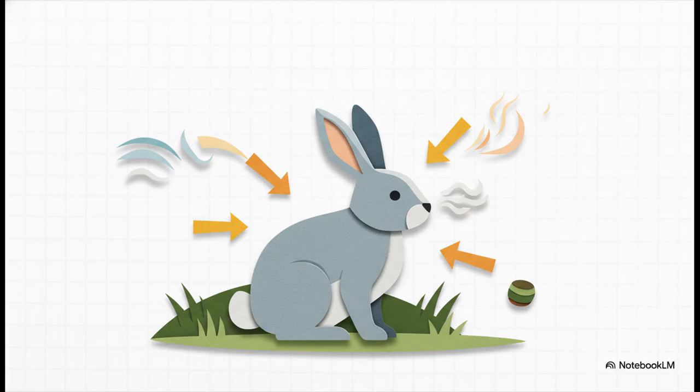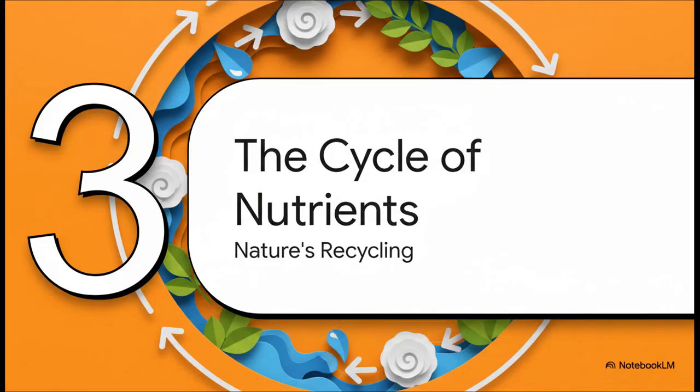The animals used it just to live, for moving around, for breathing, for keeping their bodies warm. A lot of it is also lost as heat, or in things like, well, their poop. So it's actually a super inefficient process. Right, so energy just flows in one direction and gets used up. But nutrients? That's a whole different story.